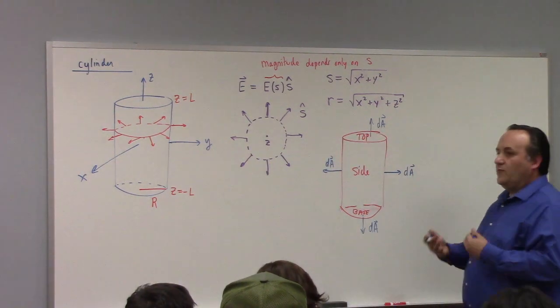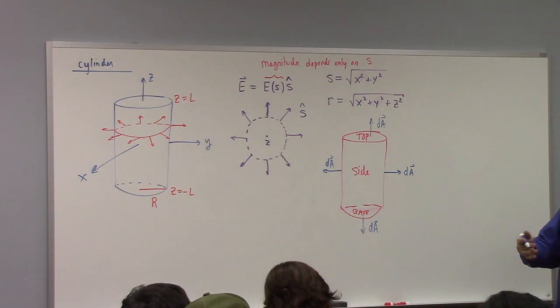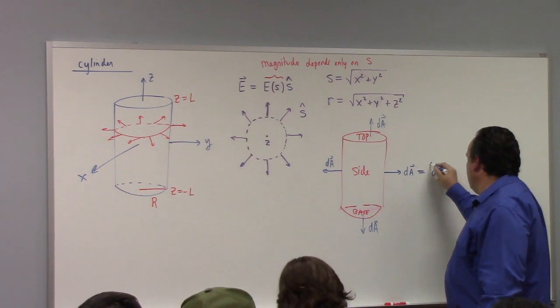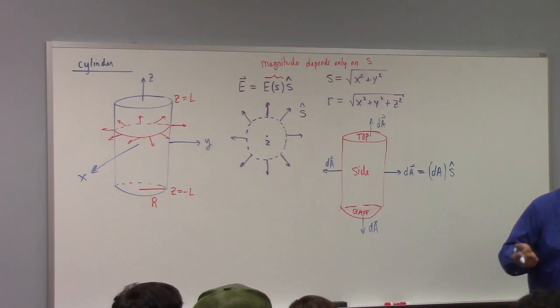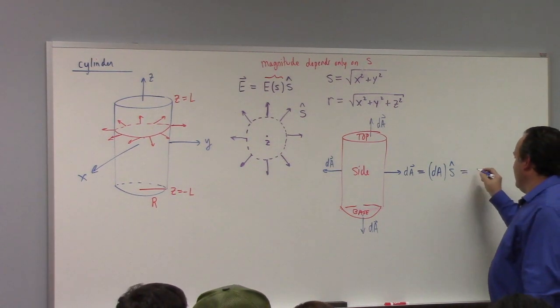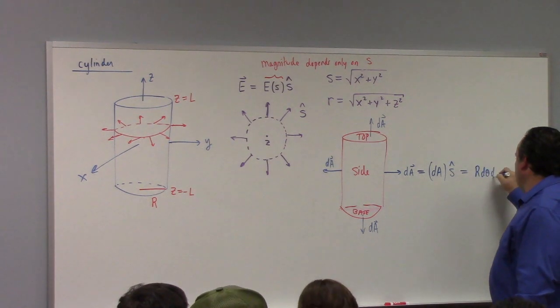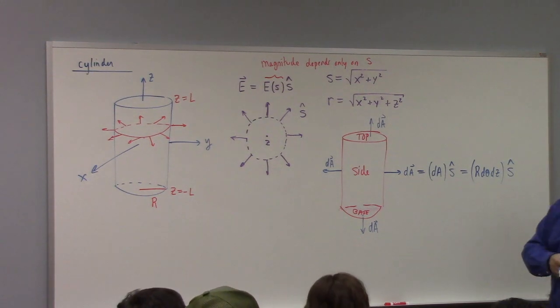In other words, a formula for the infinitesimal area element on the side of the cylinder is simply dA s hat. If you'd like me to be more calculus-y, not a word, you'll forgive me, you could do something like this, right? That's r d theta dz s hat. If you wanted me to do that, we could do that.